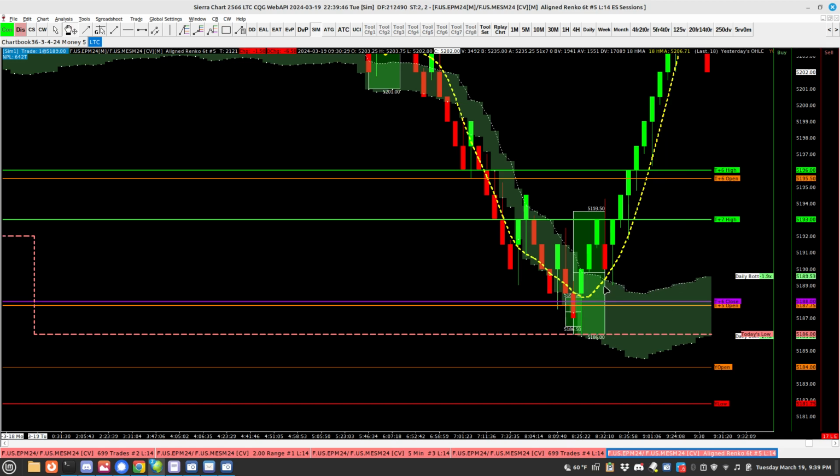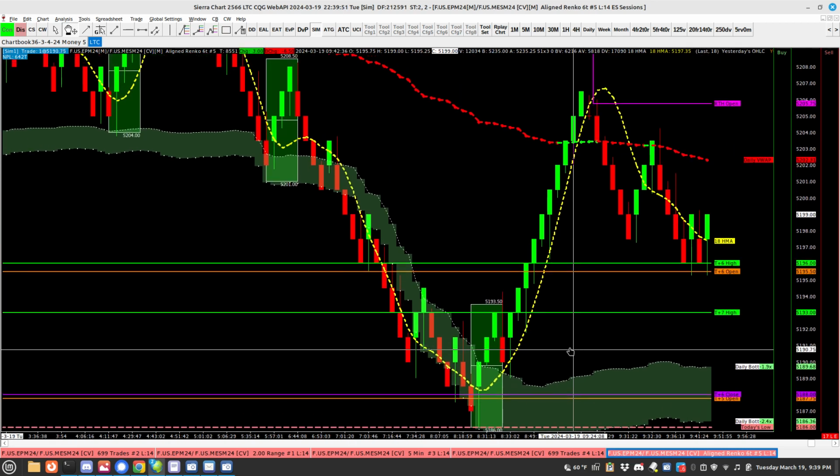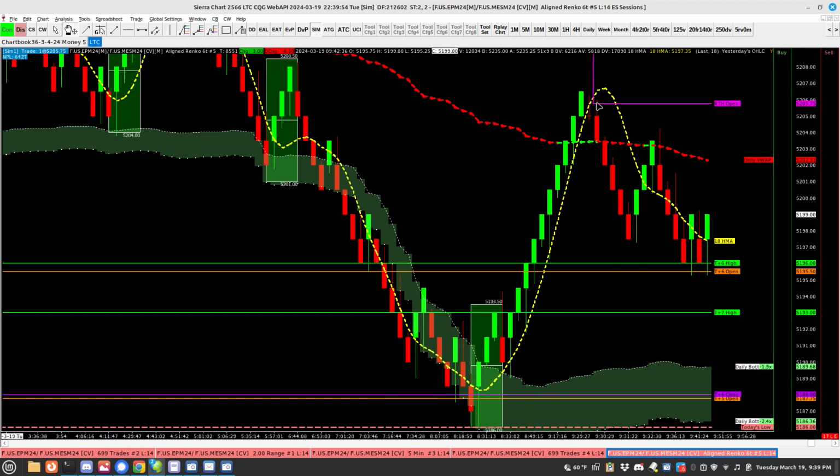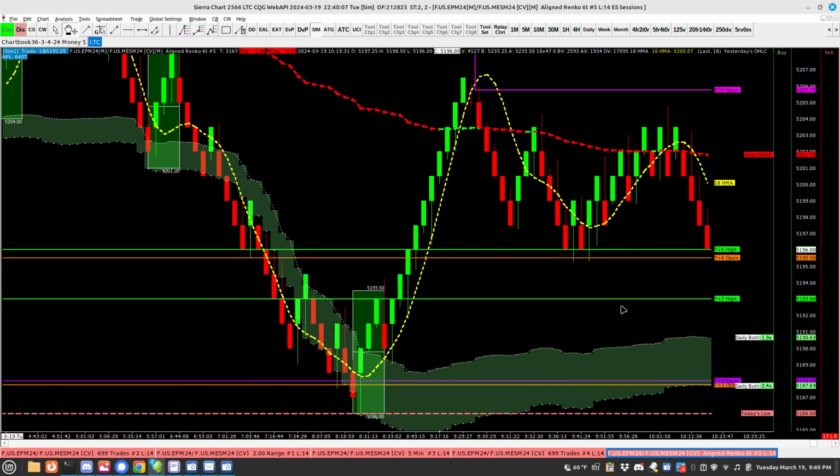Let me get rid of these lines. There, okay. And so you can see that. Now RTH Open, what did they do? They sold the open. You could tell that. It's like, man, I can see that coming. Buy, and then the whole moving average flipped over. Here we go. We're trading below it. Short. Boom, boom. Okay.